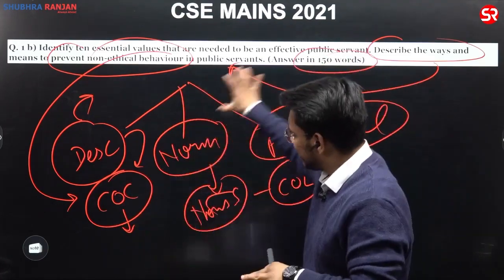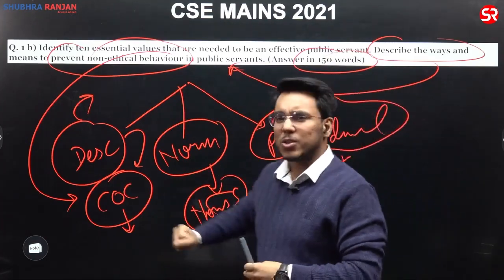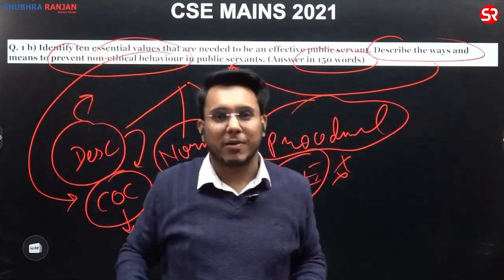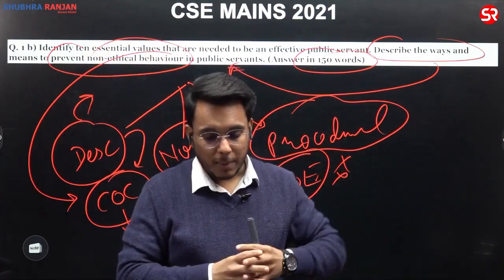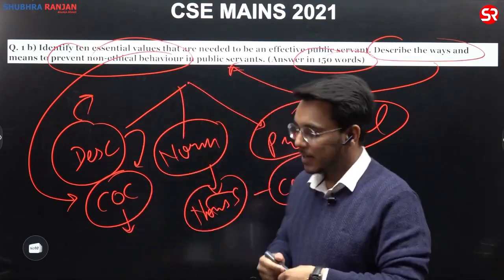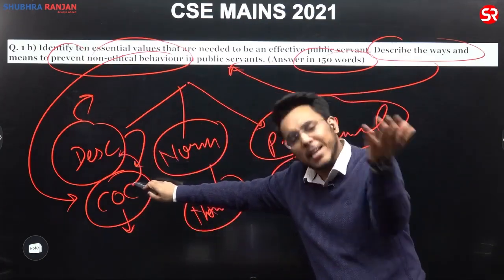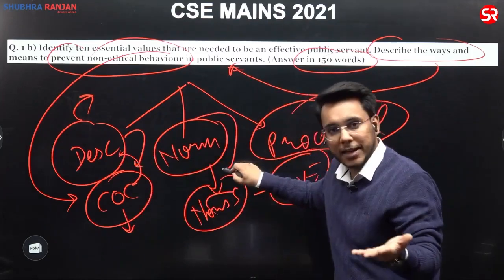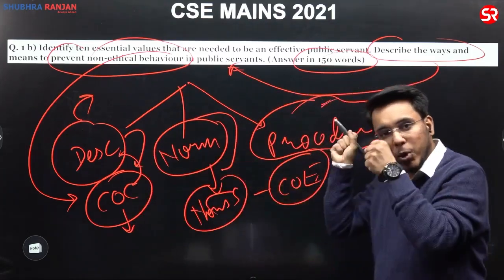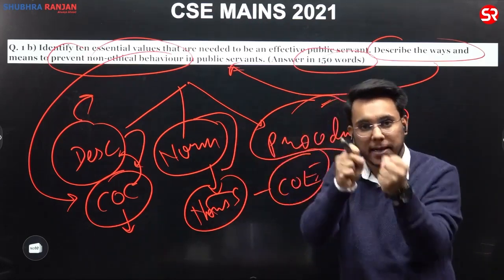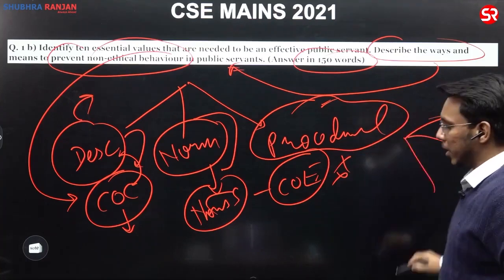So basically, when we talk about the ways and means to prevent non-ethical behavior, don't just give another 5 more values. Talk on the broad themes. Descriptively, give them a code of conduct. Already we have it. Reform it. Normative, give them a code of ethics. We don't have it. And procedural, bring more and more avenues of transparency. Bring more and more avenues of checking their accountability, and work upon all these things.